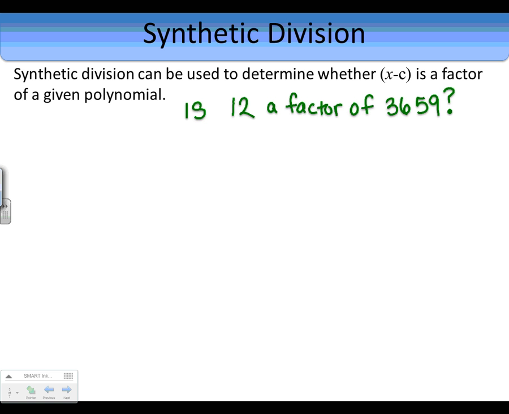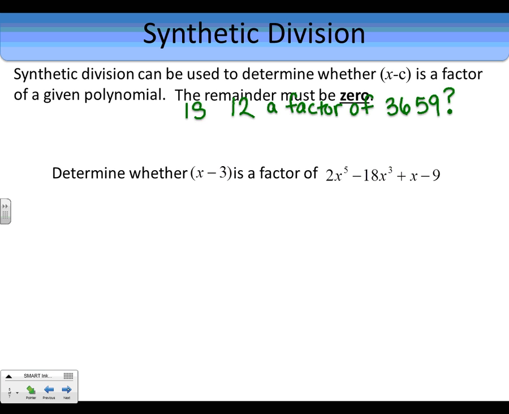So if I take two polynomials and divide them, the remainder would have to be 0. If I divide them and get a remainder of 0, then it is a factor. If I get a remainder of something other than 0, then it's not going to be a factor, just like with regular numbers. So let's see if we can determine whether x minus 3 is a factor of 2x to the 5th minus 18x cubed plus x minus 9. Okay, so I want to divide these.